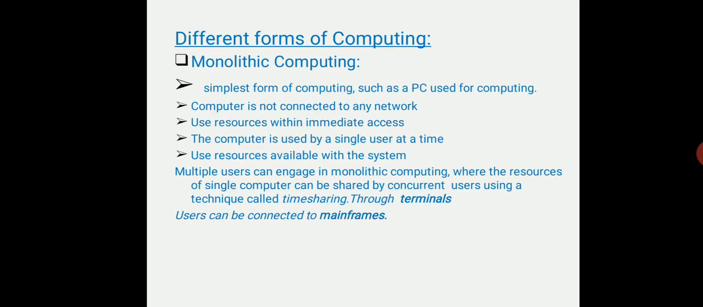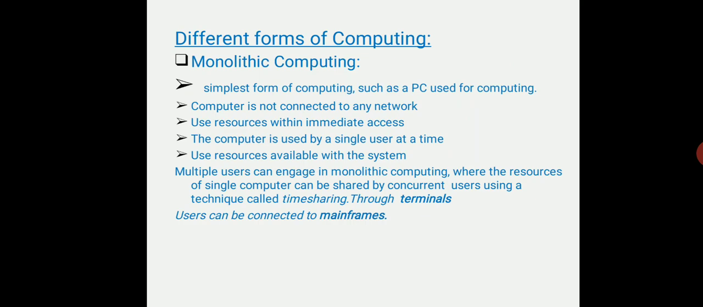Now the different forms of computing. It's a very important question. The first one is monolithic computing. What is that? Already you know monolithic computing means we use a single computer, and resources are not connected. This is the simplest form of computing. A single computer such as a personal computer or PC is used for computing. The computer is not connected to any network, and it may use only those resources within its immediate access, that means the resources connected to that computer. So this is monolithic computing.